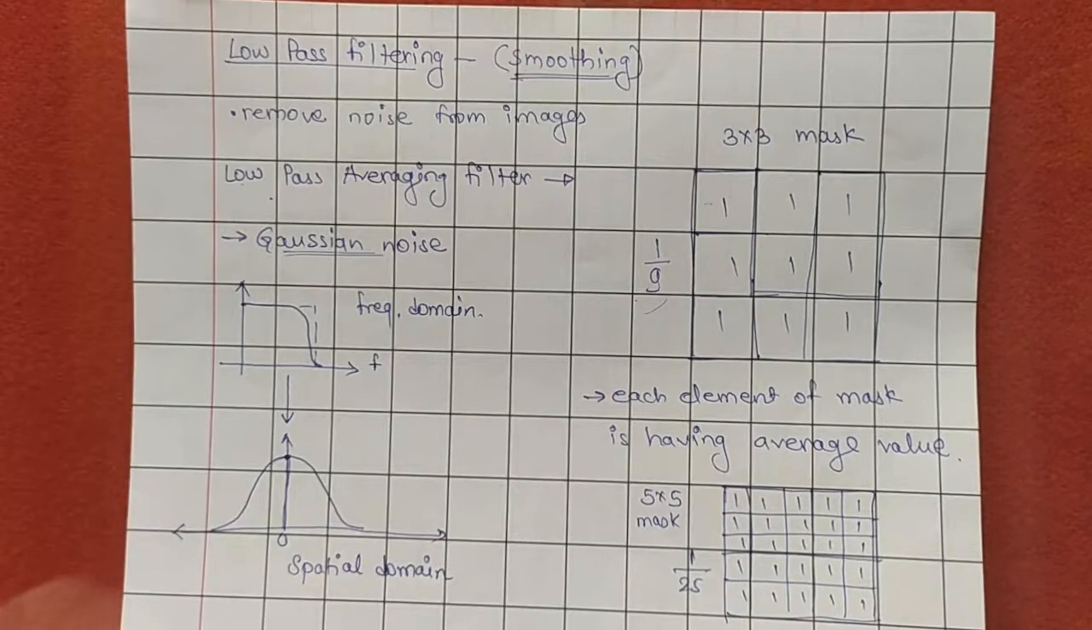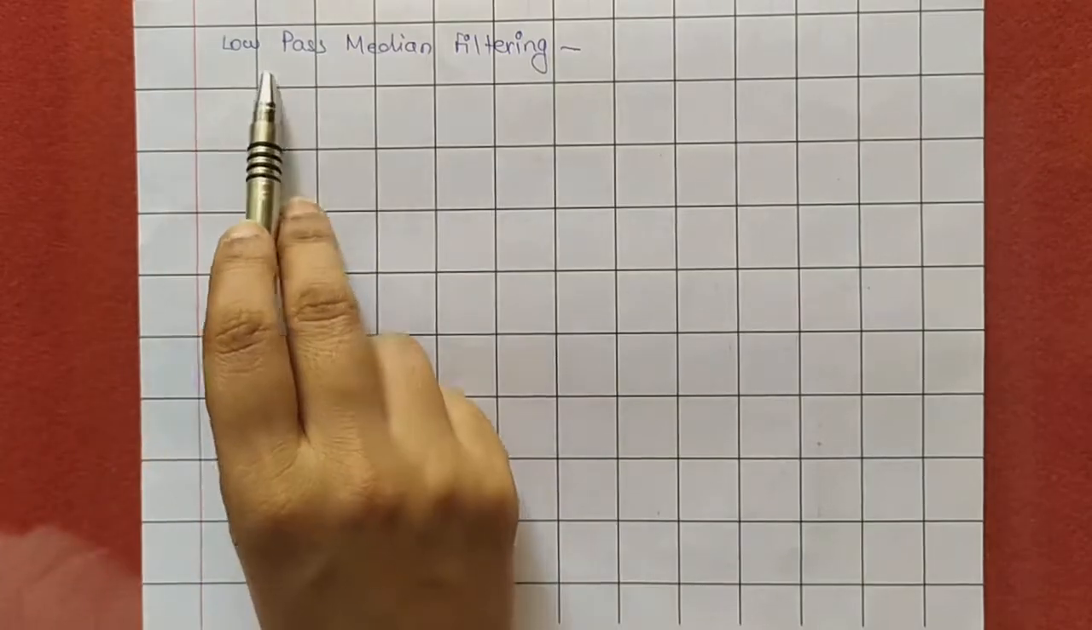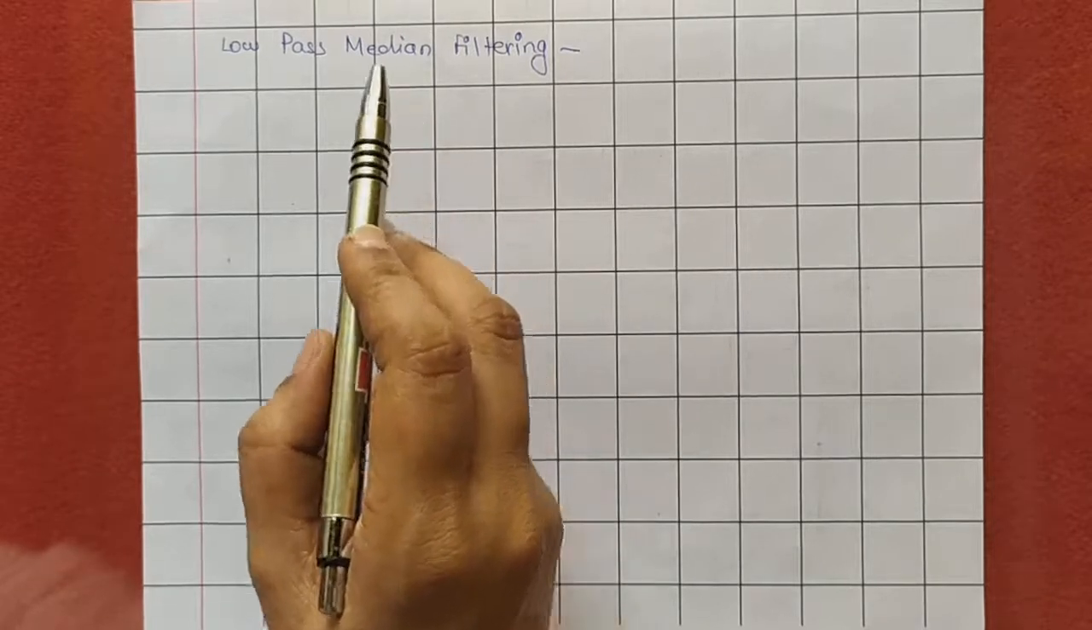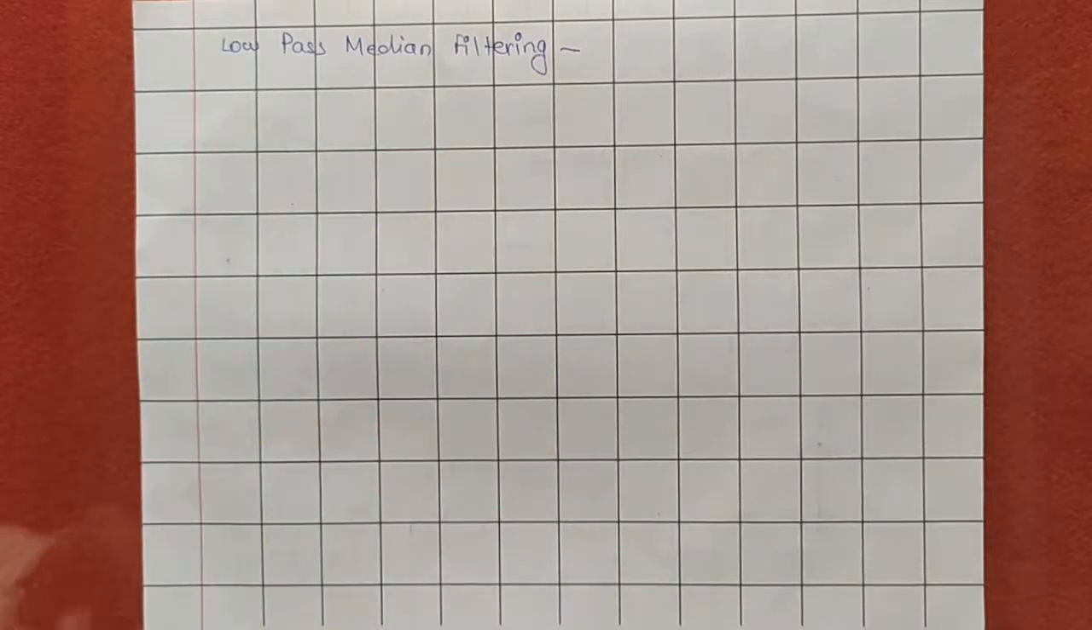Now we'll see the next filtering technique, that is low pass median filtering. What happens? The averaging filter is used whenever there is Gaussian noise present in the image, and this averaging filter removes the noise by blurring the noise portion of the image. But there are certain limitations of the averaging filter. The first limitation is based on the mask size.